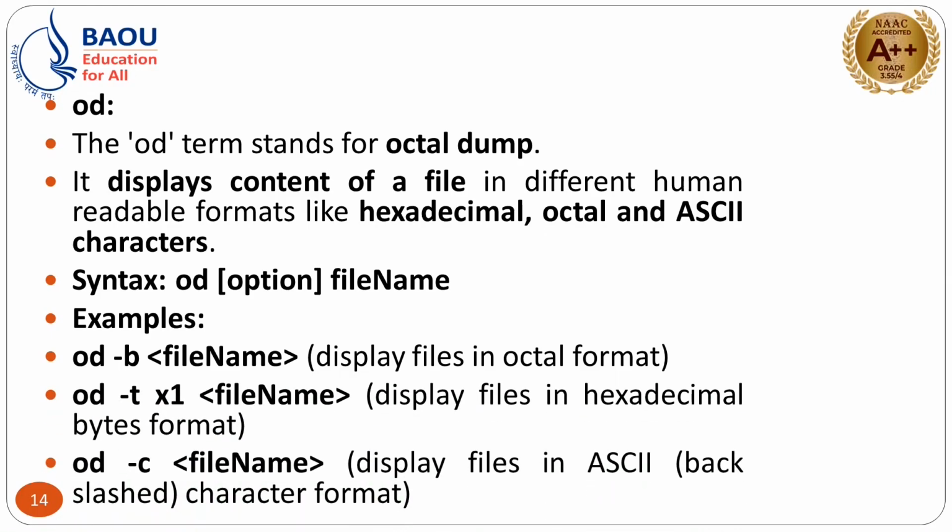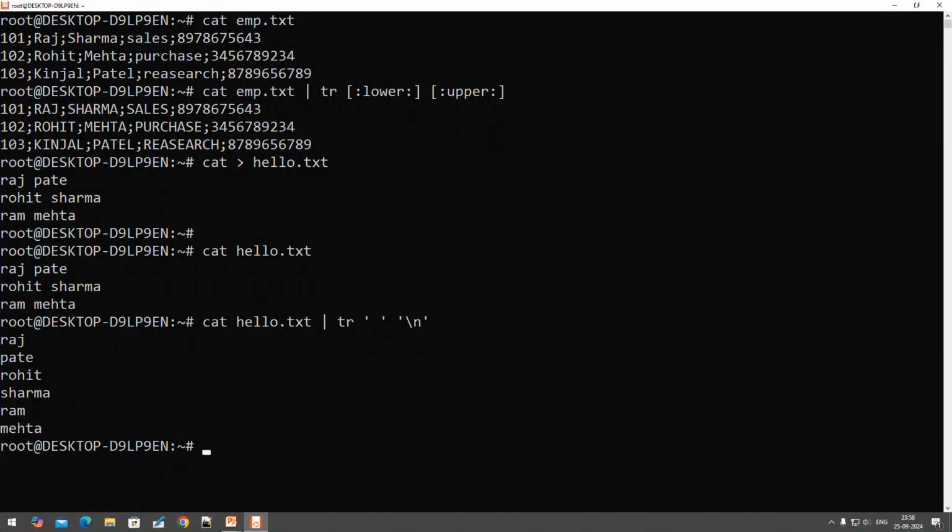If you want to convert your contents into octal, in that case you use the b option. If you want to convert your content into hexadecimal, in that case you use the t option with x1. Then if you want to convert your data into ASCII format, you use the od command with the c option. We can see it practically one by one.